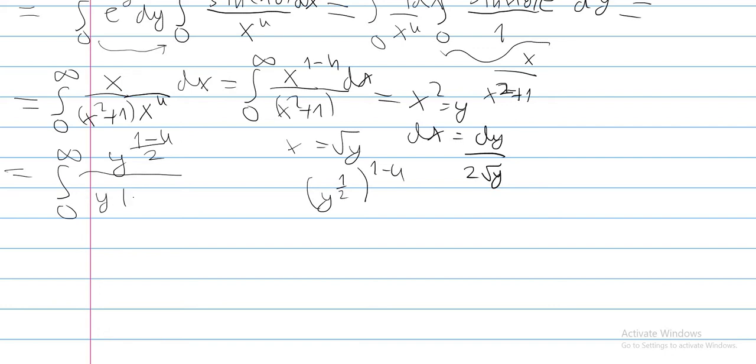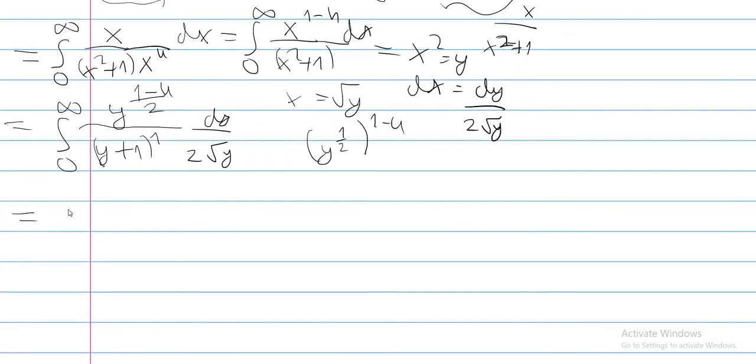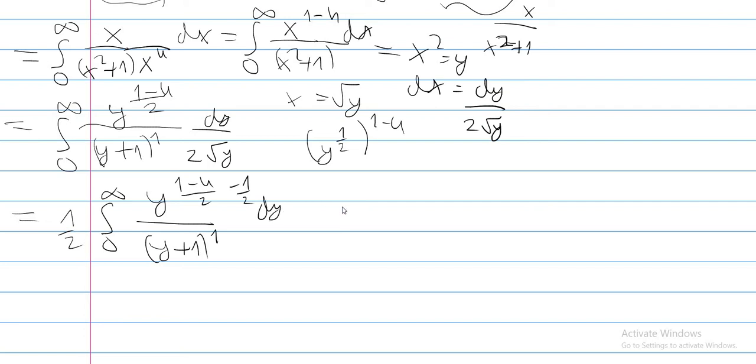So what do we have at the bottom? Y plus 1 to the power of 1 times dy over 2 square root of y. What do we get here? This equals 1/2 an integral from 0 to infinity y to the power 1 minus n over 2 minus 1/2 over y plus 1 to the power 1 dy.